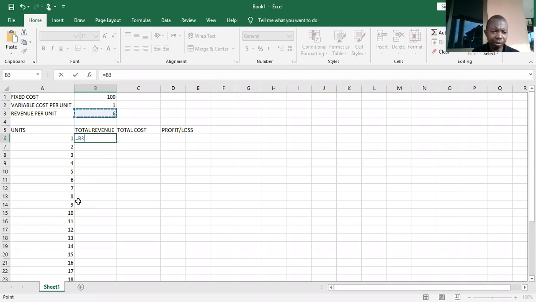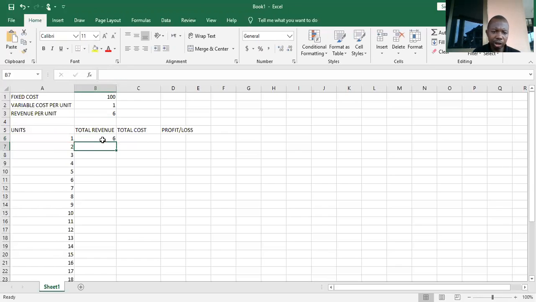So to make the cell reference absolute, you have to press the F4 key on your keyboard immediately after you select the bit rate. If you are using a laptop, most of them you have to use the function key, that is the Fn, before F4. If you are using the desktop type of keyboard, you just press F4 and it will be absolute for you. And this will be multiplied by the unit, which is A6. So we have the absolute of B3, that is $B$3, multiplied by A6.